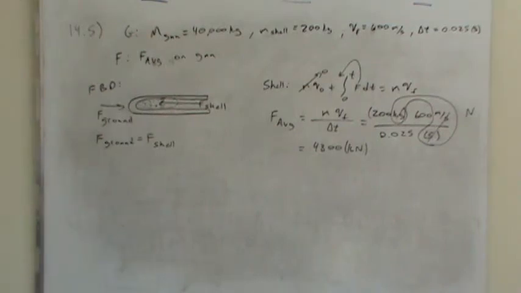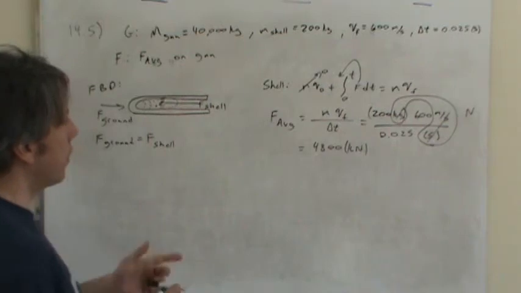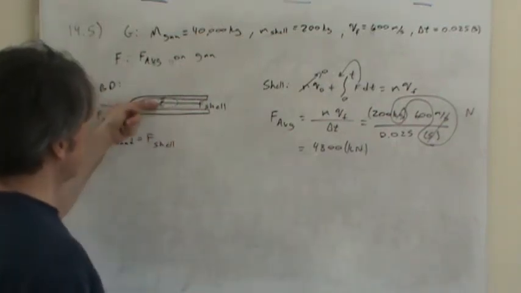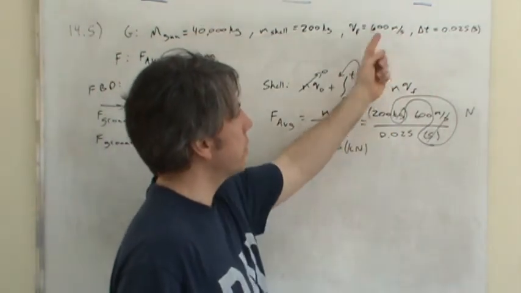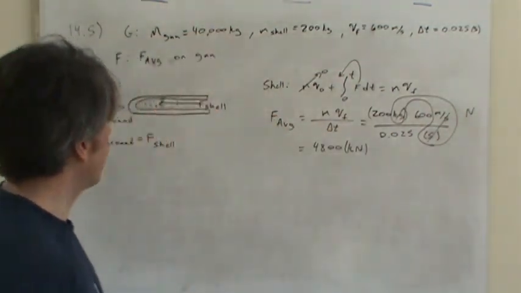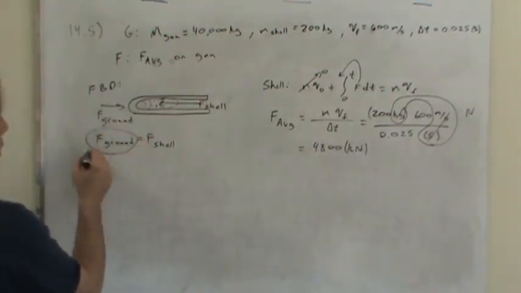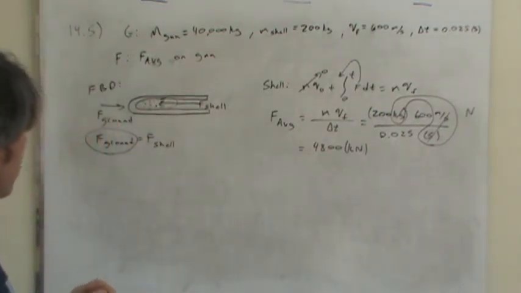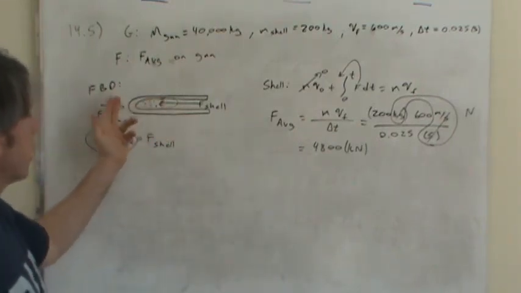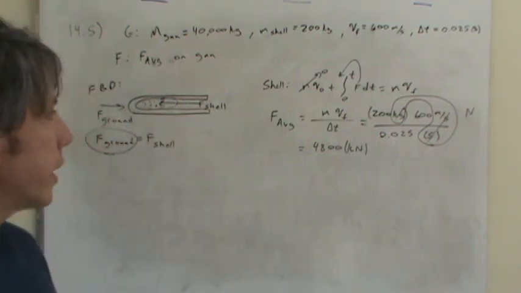Now, let's see. So basically, this is the average force acting on the shell to get the shell to exit the gun and accelerate to that final velocity of 600 meters per second in 25 milliseconds. So the force acting from the ground onto the gun barrel must be equal and opposite to this force acting on the shell. From the shell onto the gun barrel is equal and opposite. And so it's just, well, 4.8 million newtons.